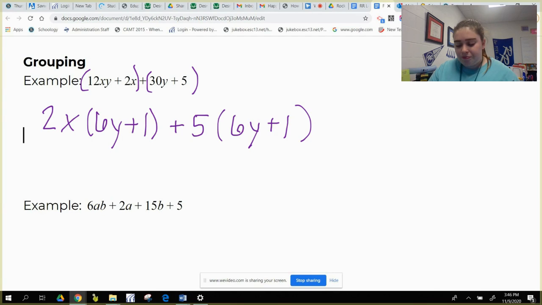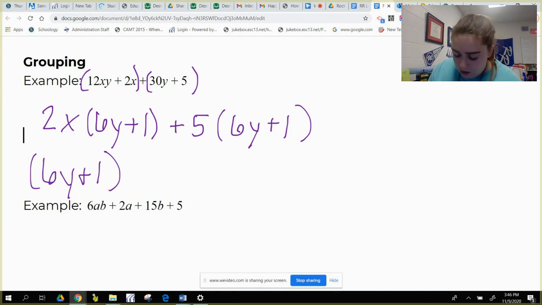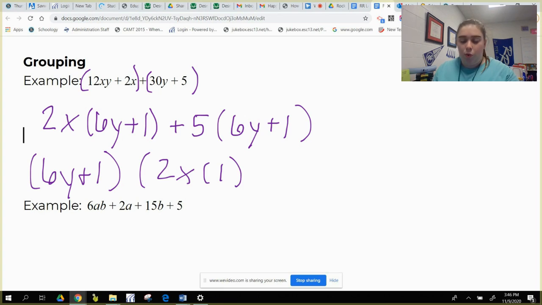So now you'll remember we took those two that were the same and basically made them 1. Basically what we're doing is factoring out that whole part from everything. So when we factor out the 6y plus 1 from both of those, we'd be left with 2x times 1, because we factored out where that 6y plus 1 was, and then plus 5 times 1.